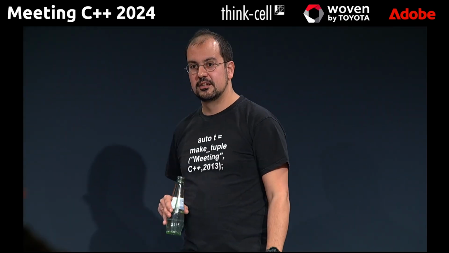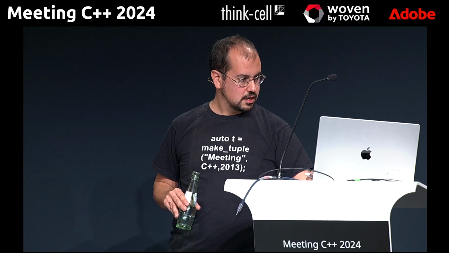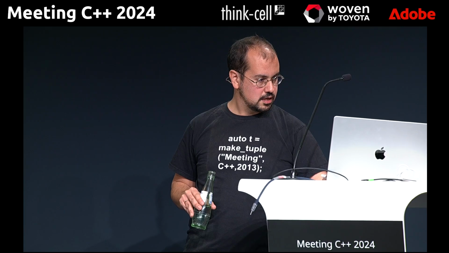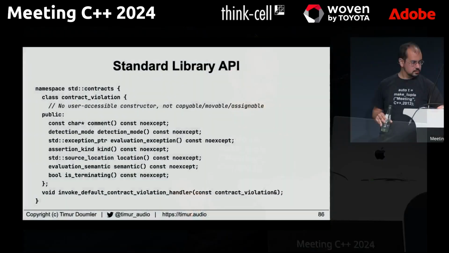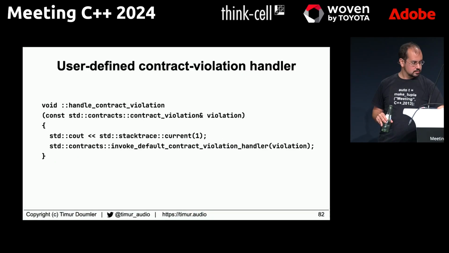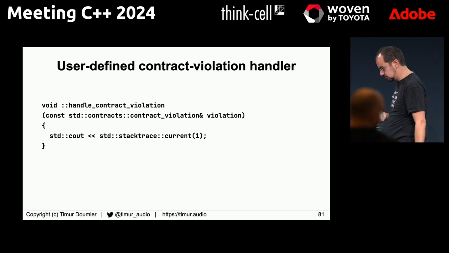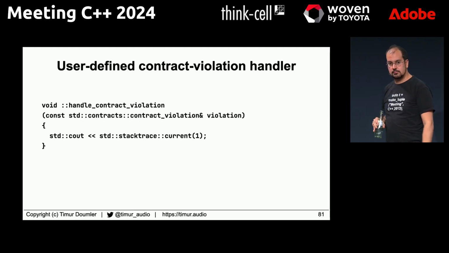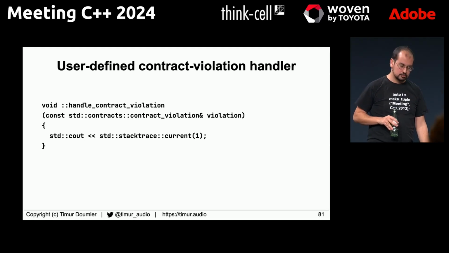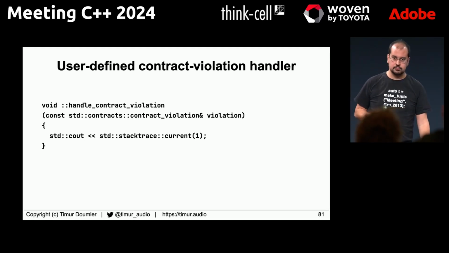Okay. And then my next question, can your contract violation handler do the termination itself? Like if you want to terminate in some way that is different from what the standard does? And is there a way to customize, like if I'm doing quick enforce, how the termination is done?